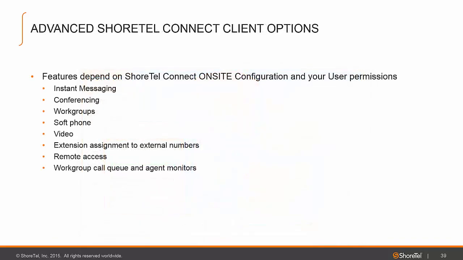Features depend on Shoretel Connect configuration and your user permissions. Dependent features include instant messaging, conferencing, workgroups, soft phone, video, extension assignment to external numbers, remote access, and access to the workgroup call queue and agent monitors. Shoretel Connect platform configuration and licensing will affect features available to you in Shoretel Connect Client. These factors include how your system is configured, what user group permissions you have, how your Shoretel Connect user profile was programmed, whether there is an edge gateway or not in your system, and also what workgroup licenses your system has, if any.